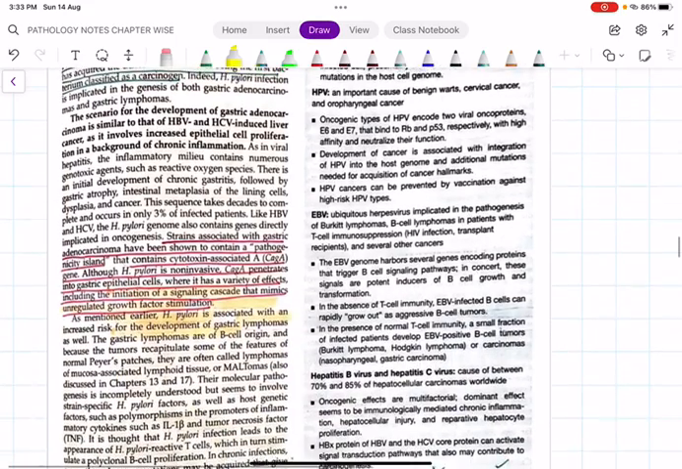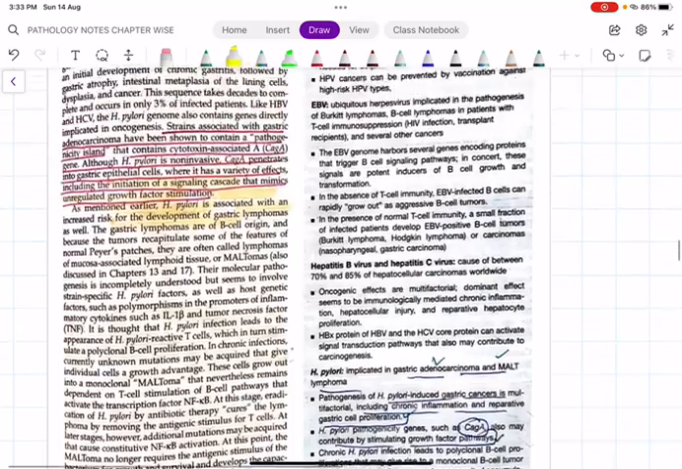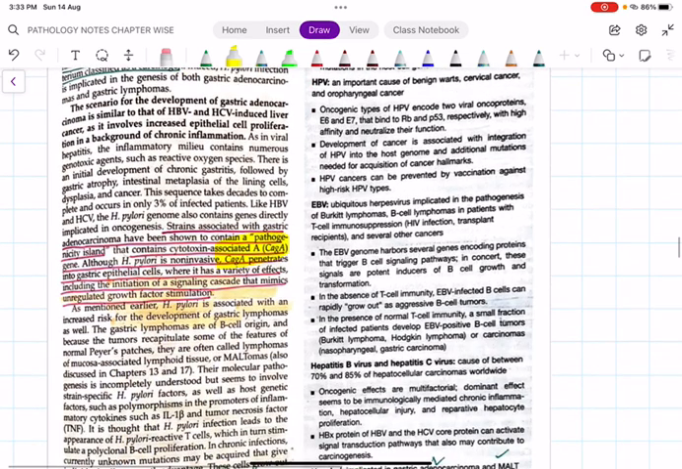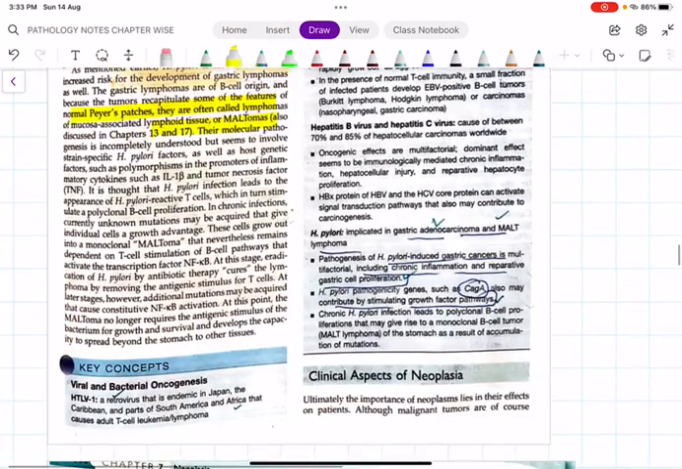Then Helicobacter pylori, here only one MCQ question you will be getting. We have two genes. One is called the CAG-A gene. What is the name of the gene? CAG-A gene. It is the CAG-A gene that is responsible for causing gastric adenocarcinoma and gastric maltoma. Gastric maltomas and gastric adenocarcinomas are caused by this CAG-A gene. That is a very important MCQ question.